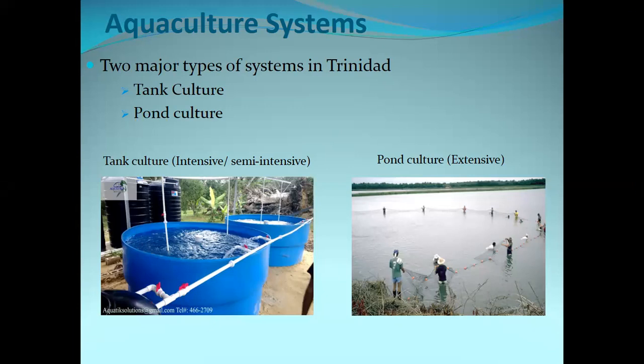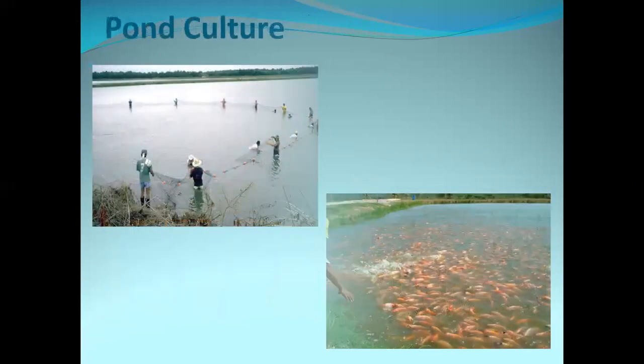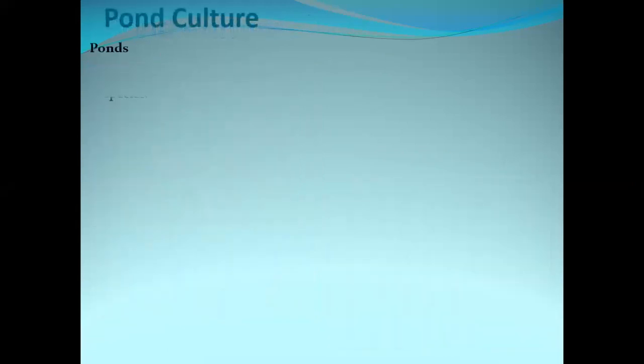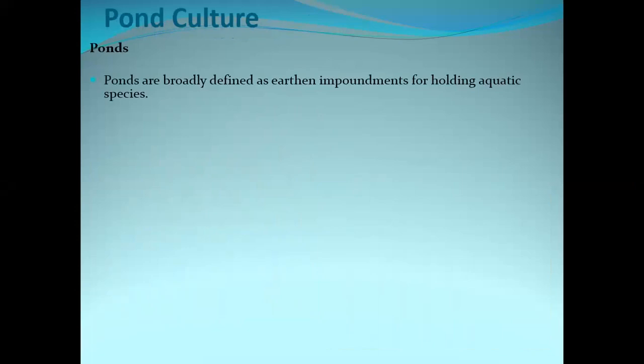But again, pond culture is not simply digging a hole in the ground and putting fish in it. There are certain criteria and conditions that need to be in place to be considered growing fish in an aquaculture pond culture type environment. Right? So ponds are broadly defined as earthen impoundments for holding aquatic species.